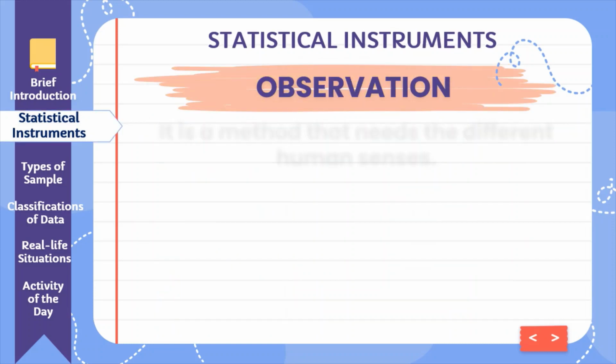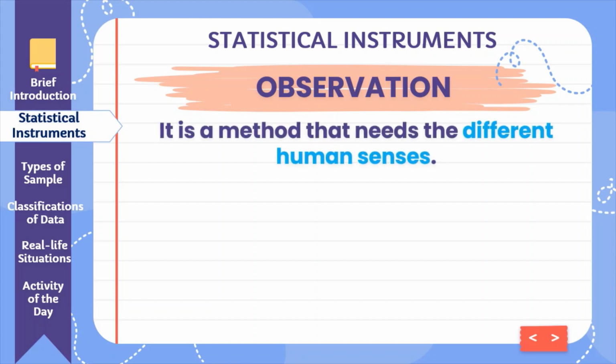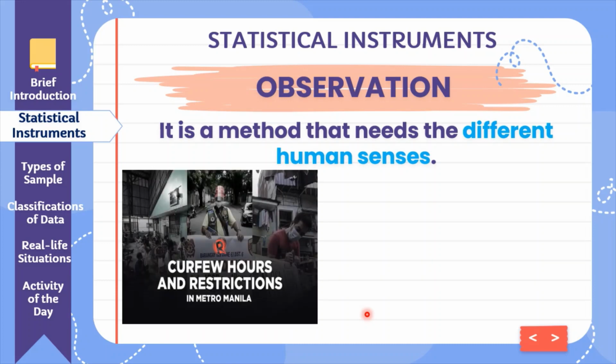Next po, so the first one is interview, the next one is questionnaire, and the third one is observation. It is a method that uses the different human senses. Ano ba yung 5 senses ng isang tao? Diba, yung seeing, smelling, touching, hearing, and then taste. So dito, gagamit tayo ng mga senses, yan po yung ginagamit natin for observation. For example, yung curfew hours natin and restriction in Metro Manila. Bakit ba natin ginagawa yan? To observe yung social distancing, kasi nga yung COVID-19 na virus, iniiwasan natin mahawa or makahawa.